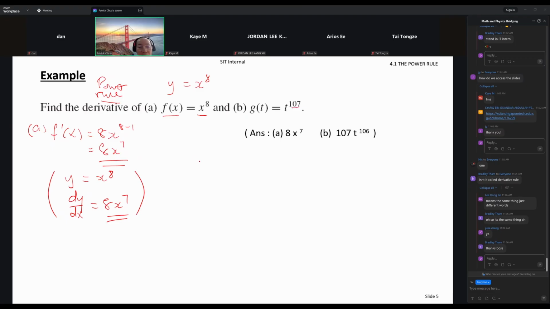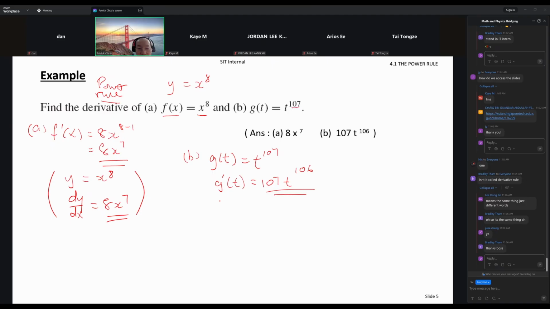Next one, B. This g(t) means it's a different function. g(t) is equal to t to the power 107. Okay, g is a different function, just any function. So a function of t is equal to t to the power 107. Therefore, g'(t) means you get dg/dt. Okay, dg/dt is equal to, by the power rule, 107 t to the power 106.